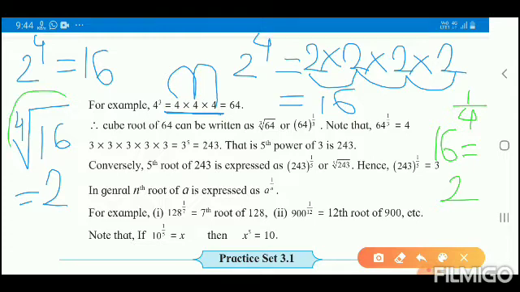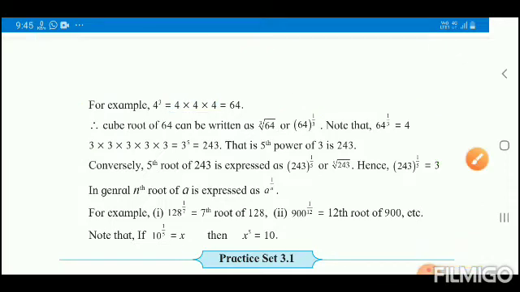This we had written in radicals using the radical sign, and this we had written in index form. Okay, now look here, in your book they have given: therefore the cube root of 64 can be written as, in radical sign, 64 with order 3, or 64 raised to 1 upon 3. Note that 64 raised to 1 upon 3 is equal to 4.